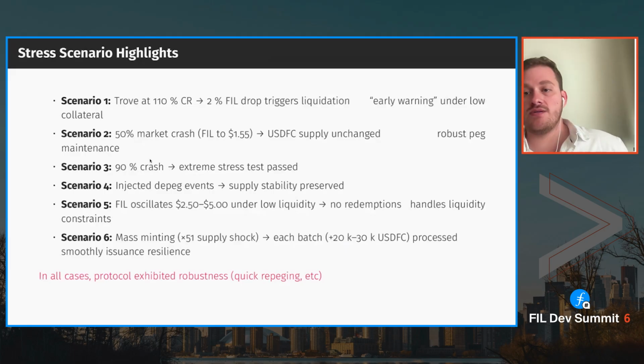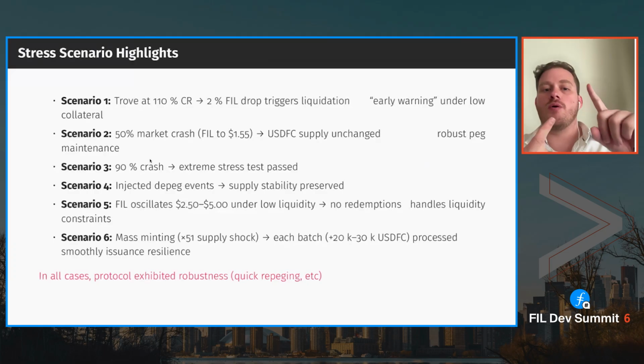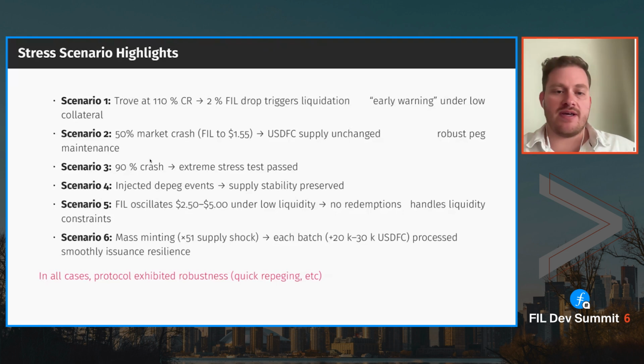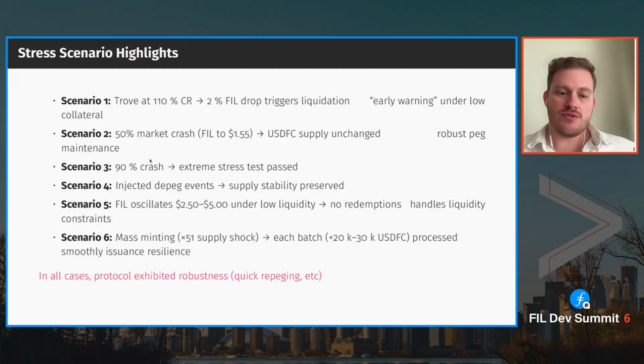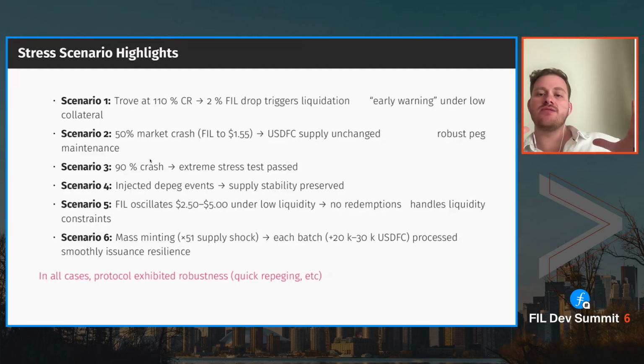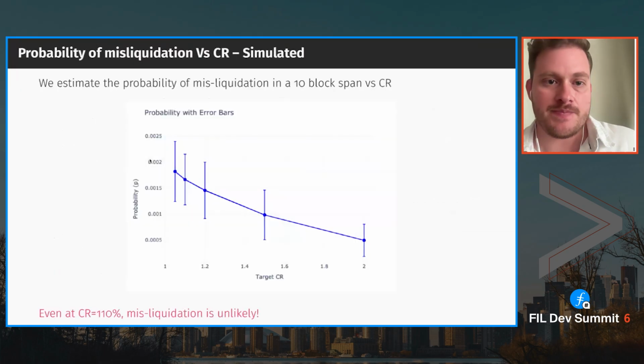And on top of this, another thing that we did was we tested many other scenarios. So we tested scenarios where the FIL price drops by 2%, or by 50%, 90%. We injected depeg events. We simulated events where FIL oscillates in a given range, or where there's a mass minting of USDFC, stuff like that. And in all of these scenarios, what we observed is that the price of the USDFC remains pegged. It pegs relatively quickly, and it's robust. And you don't have to take my word for it. I will post the simulation links at the end of the presentation so you can play with them.